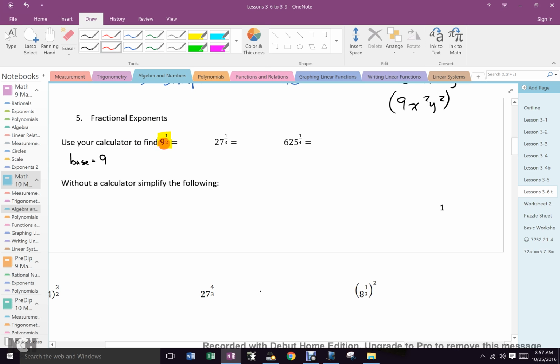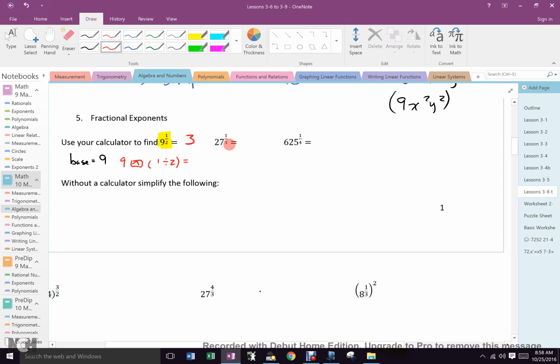You can't. So that's why I've asked you to use your calculator to do this. How do you punch this into your calculator? Same way you punch all exponents into your calculator. 9, exponent button, bracket, 1 divided by 2, bracket, equals. And tell me what you get. 3.